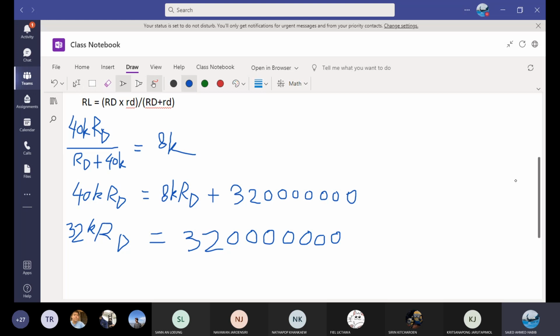Okay, you have this equation already. What is RD? You should get 10,000. Do you get 10,000? Here is 32K, and then you have 4 zeros, you get 10,000. Now, can you see how you get 10,000 for RD? Yes, I can see now. It's hard to do mentally. You need pen, paper, or a tab where you can calculate on the screen. RD is 10K ohm, 10,000 ohm.